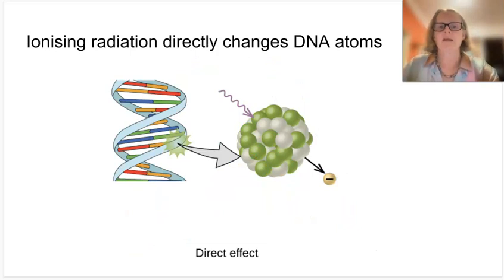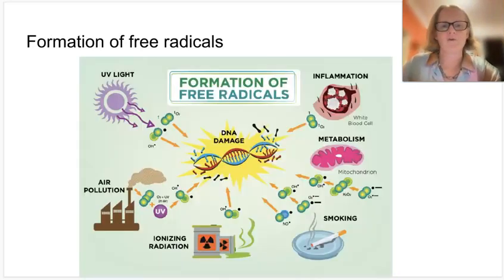Other types of radiation can directly hit DNA atoms and knock off electrons, and this is going to change the composition of the DNA with a direct hit. So that's another way that ionizing radiation can cause a mutation. There are also chemicals that have unpaired electrons.